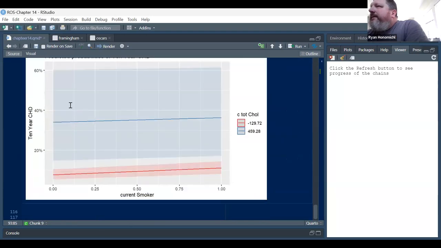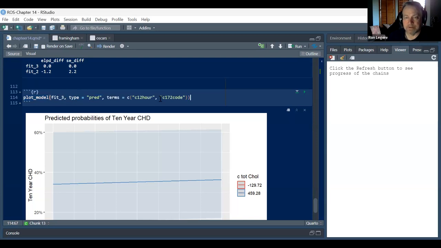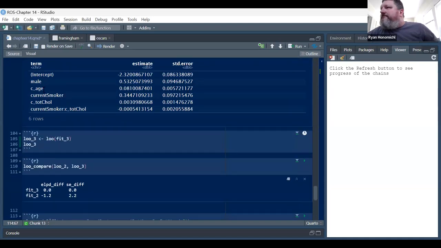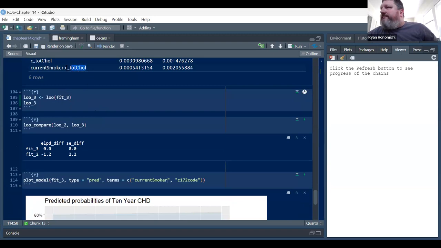Hold on, let me do this real quick. I think there's a way for me to do this. I wonder why I chose that direction. Is smoker a factor or just an integer? No, it's an indicator variable. I think if I put these in a certain order, it should work, but let's see. If not, we'll can it.